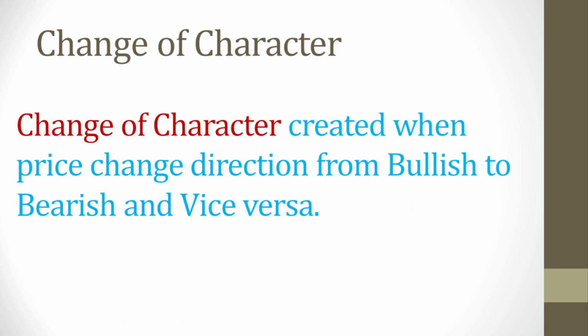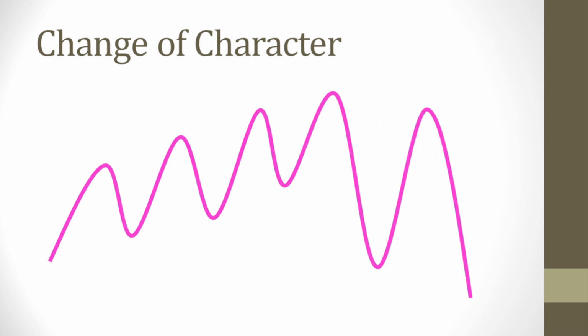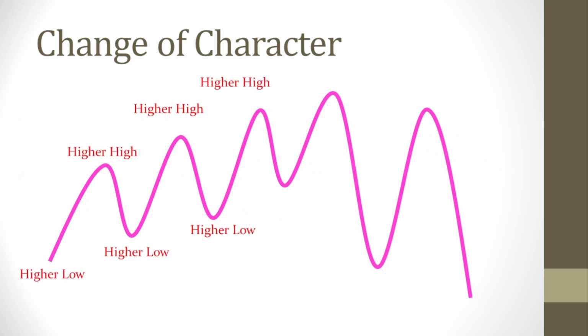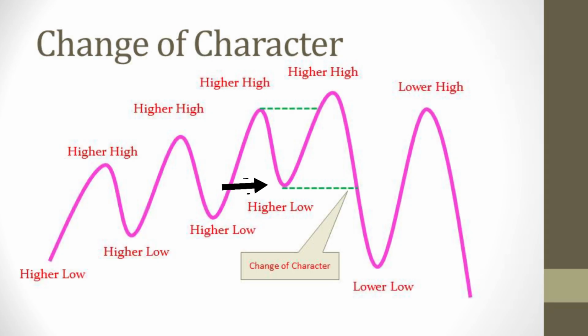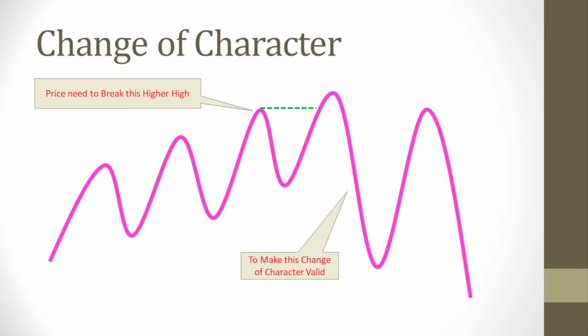So, change of character is created when price changes direction from bullish to bearish and vice versa. For example, here we can see price keeps making higher highs, which means we are in an uptrend. Then price takes out this higher low, where it should hold the price to continue the uptrend. But because this low failed to hold price, it created a change of character. But remember, change of character only happens when a higher low has been broken below the previous higher high. Otherwise, it's not a valid change of character.